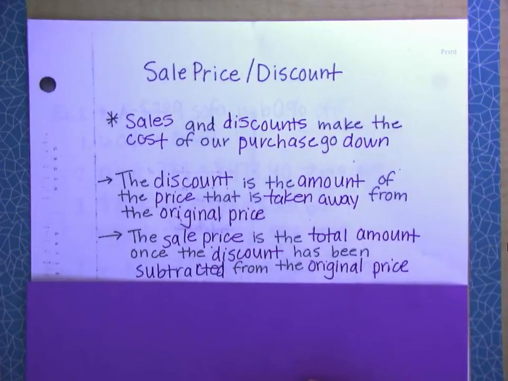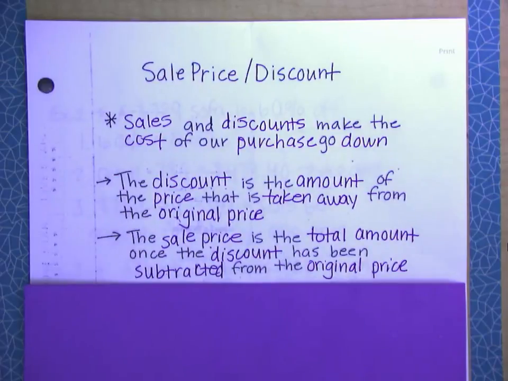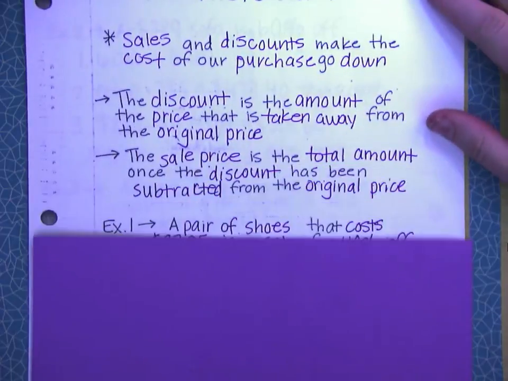So the sale price is going to be the total amount once the discount has been subtracted from the original price. So, if we had an item that was $20 and it was 50% off, we would know that, well, 50% of 20 is 10, so $10 off is our discount. So our sale price would end up being $10 because we would subtract 10 from 20 and we would be left with 10. So the discount is what you're subtracting, and the sale price is your final amount after you've subtracted. Okay? So let's go ahead and jump right into an example.